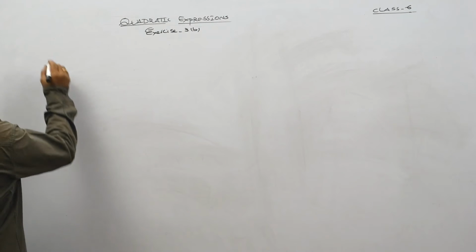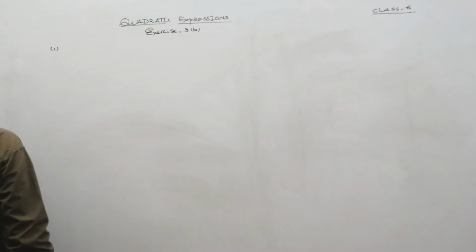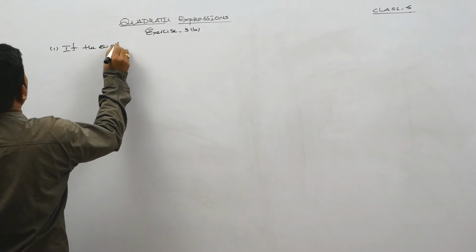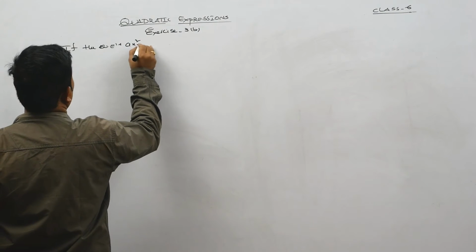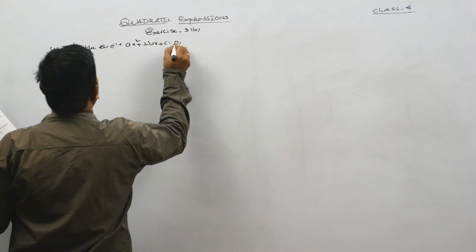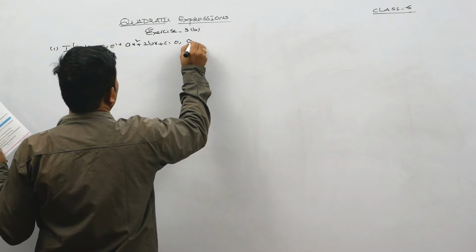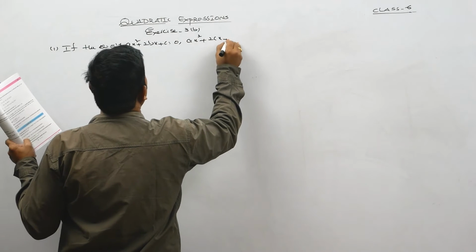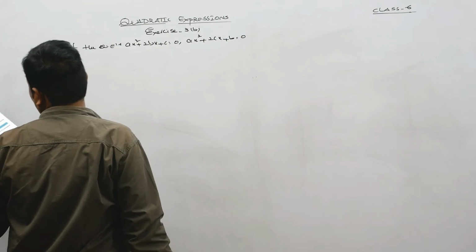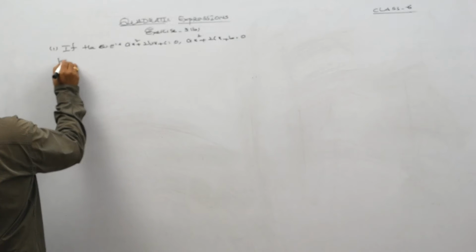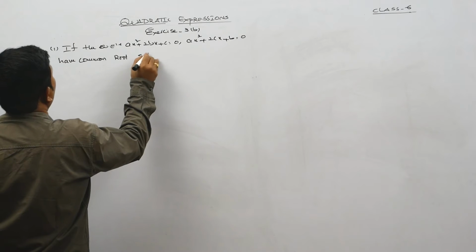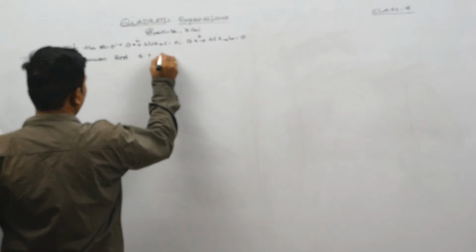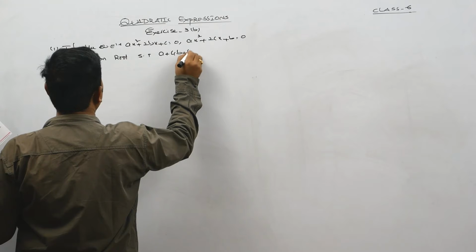Exercise 3b, question number 1. If the quadratic equations ax² + bx + c = 0, ax² + 2cx + b = 0 have a common root, then show that a + 4b + 4c = 0.